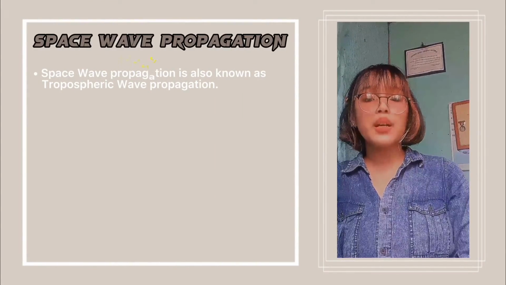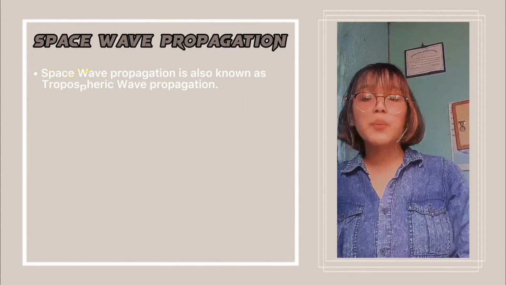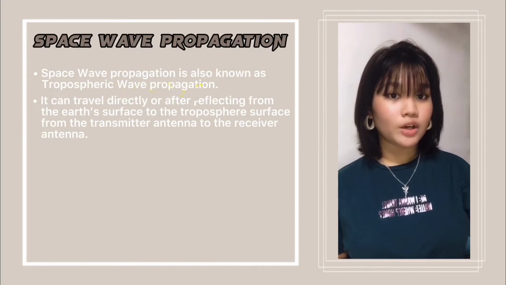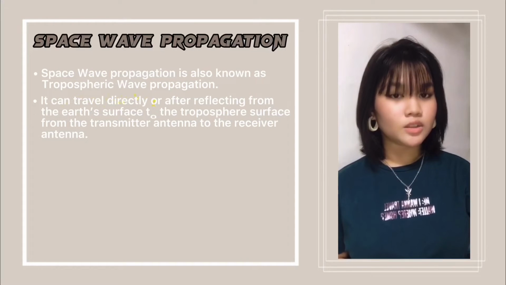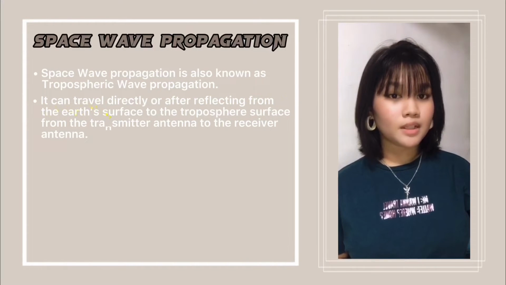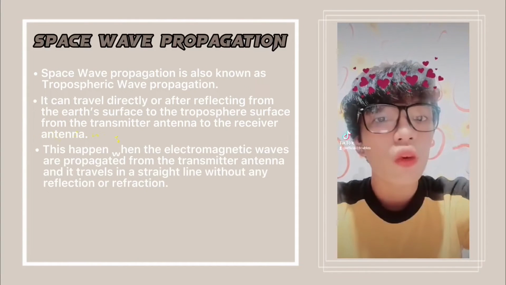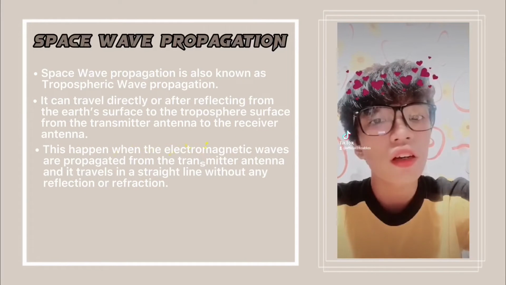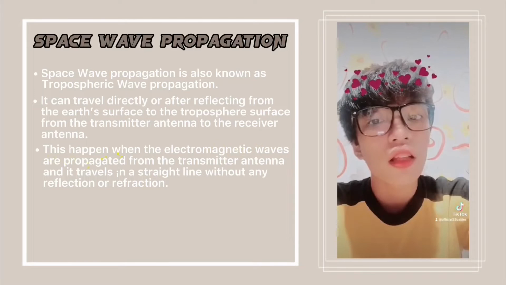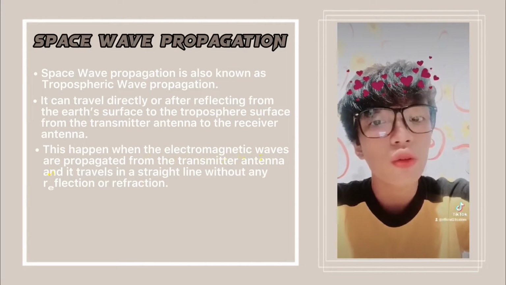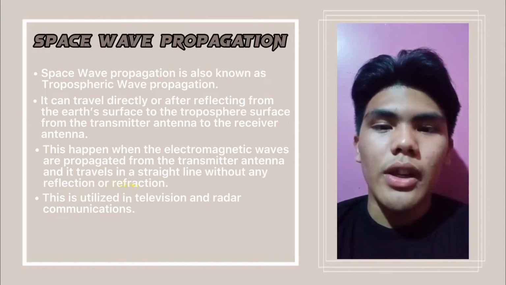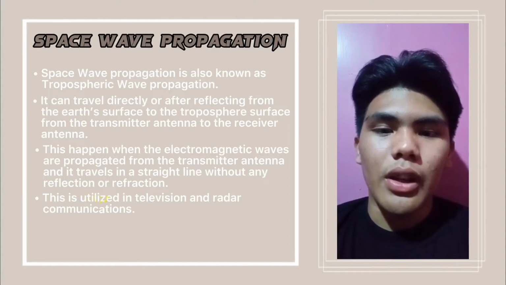Space wave propagation is also known as tropospheric wave propagation. It can travel directly, or after reflecting from the Earth's surface to the troposphere, from the transmitter antenna to the receiver antenna. This happens when the electromagnetic waves are propagated from the transmitter antenna and travel in a straight line without any reflection or refraction. This is utilized in television and radar communication.